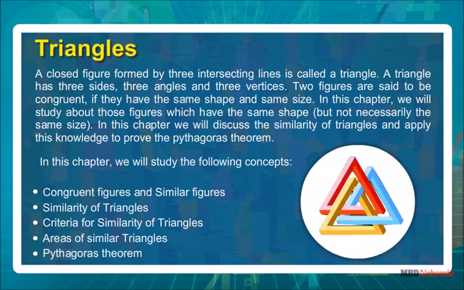A closed figure formed by three intersecting lines is called a triangle. A triangle has three sides, three angles, and three vertices. Two figures are said to be congruent if they have the same shape and same size. In this chapter, we will study about those figures which have the same shape but not necessarily the same size.